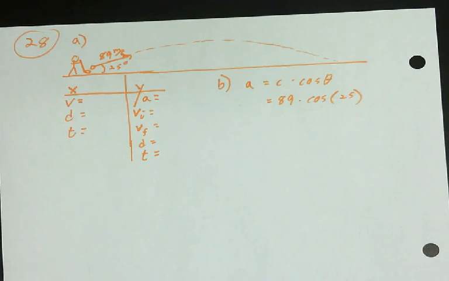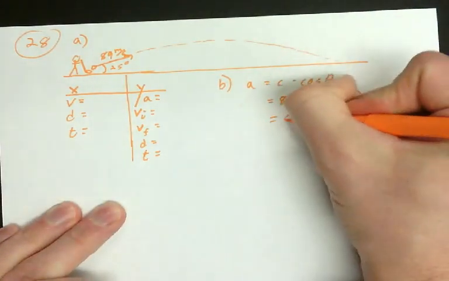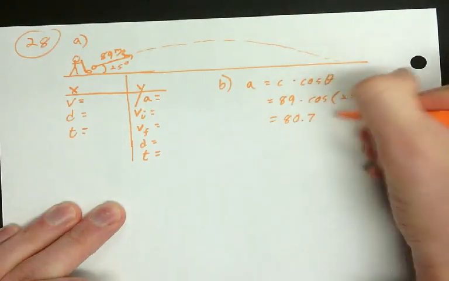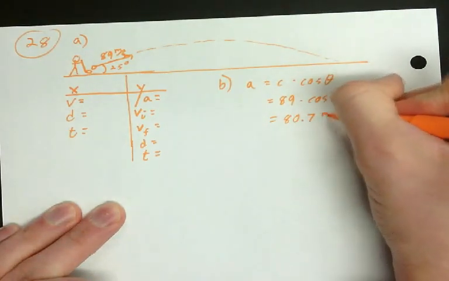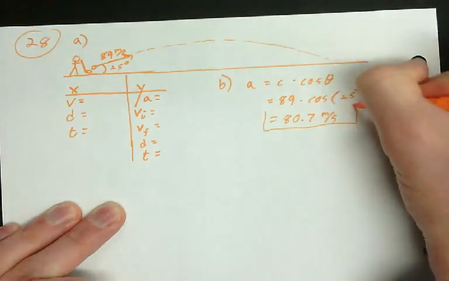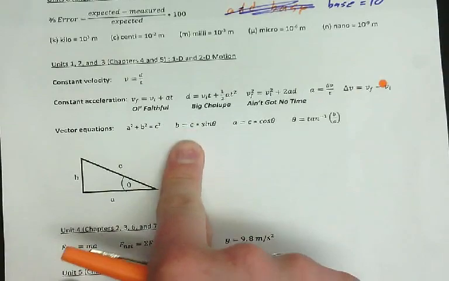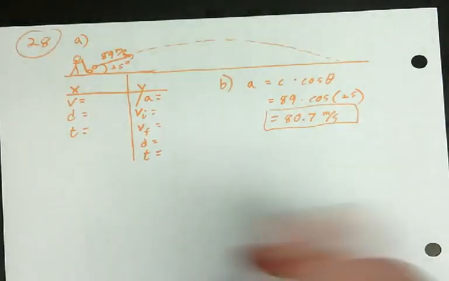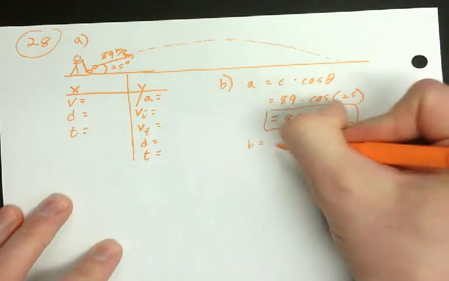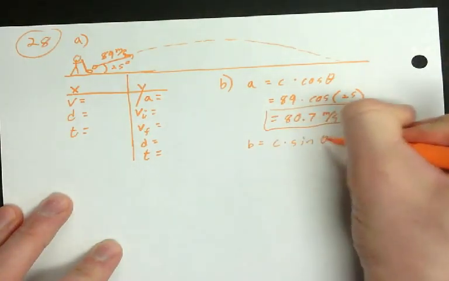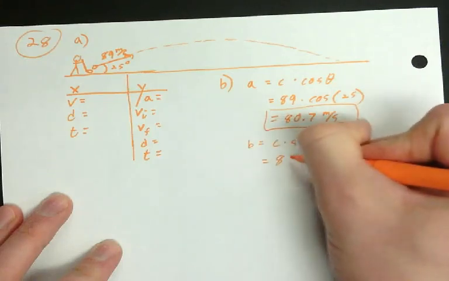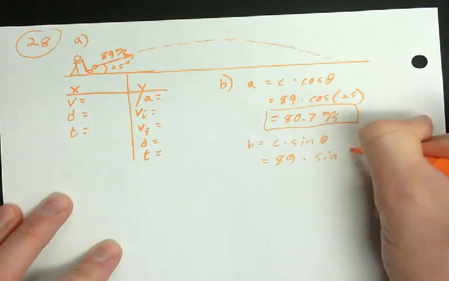Then I plug it in, and I get 80.7. And these are meters per second here. Okay, so I've got A. Now I'm going to do B. If I go back to my equation sheet, I came across that B equation, so that's the one I'm going to use here. So B equals C sine theta, 89 times sine of 25.